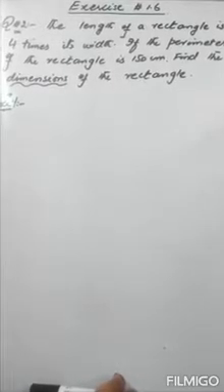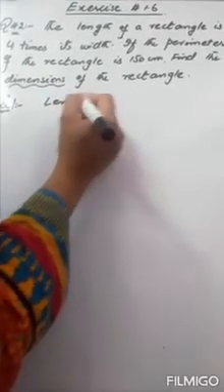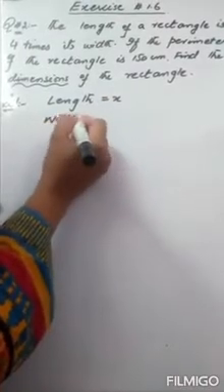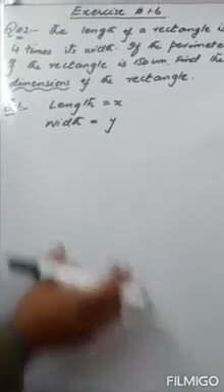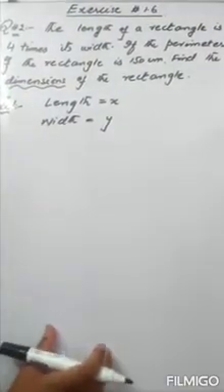Whatever is unknown, we will suppose them with a variable. Suppose we have to find the length and the width, so I will suppose length is equal to x and width is equal to y. You can take any variable because these are the unknowns. Now we will make the equations according to the statement of the question.